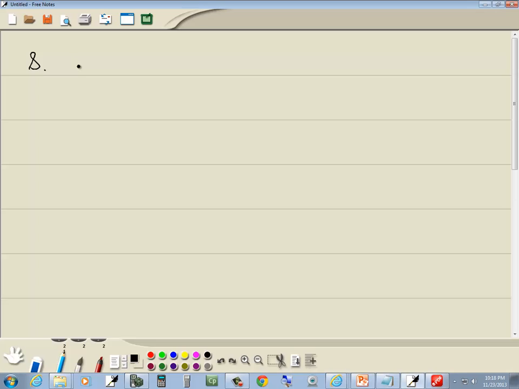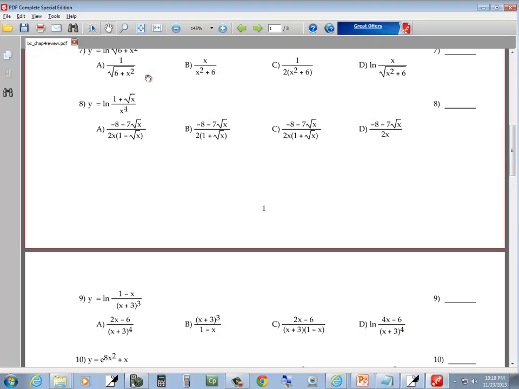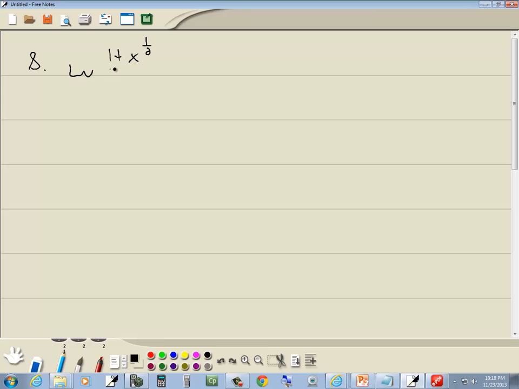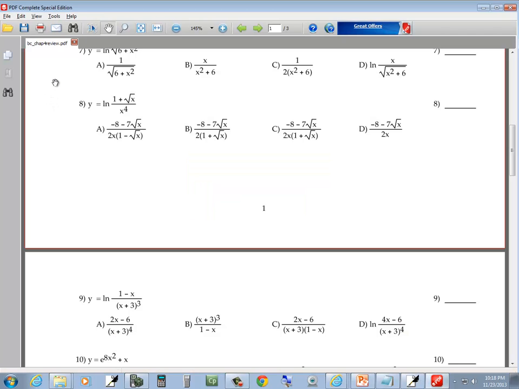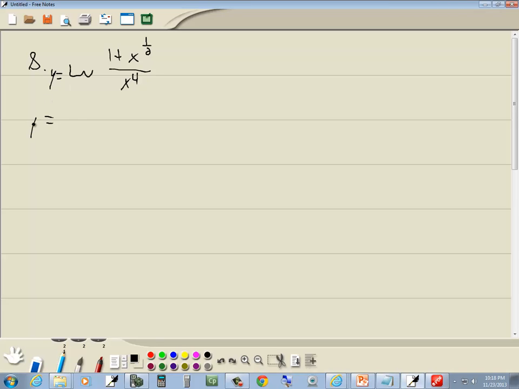We've got natural log of 1 plus x to the 1/2. I'm going to go ahead and write it in fractional power form over x to the 4th. Again, division becomes subtraction. I forgot the y equals on that. So we can rewrite this as natural log of 1 plus x to the 1/2 minus natural log of x to the 4th. Well, can't simplify this one anymore, but the other one has a 4 on it, so I can take that 4 and put it out front.